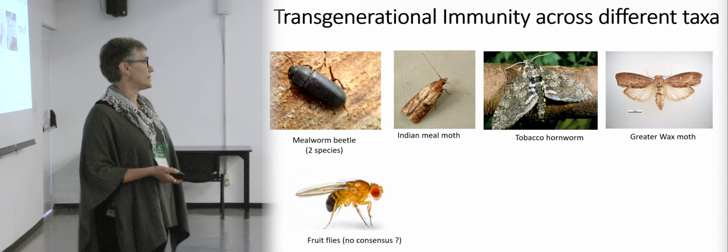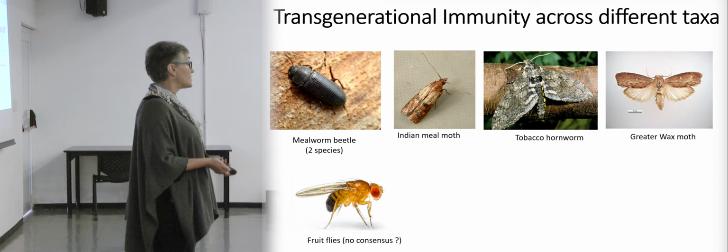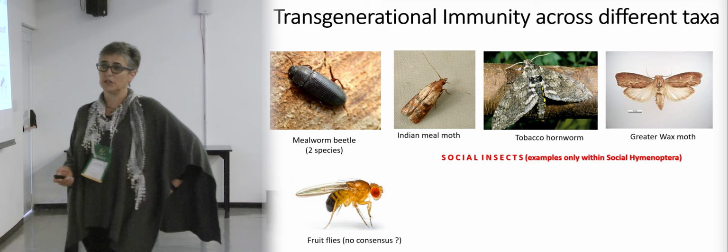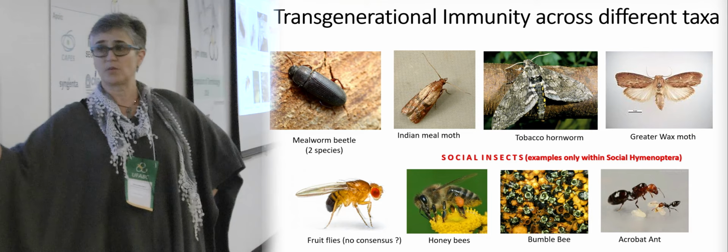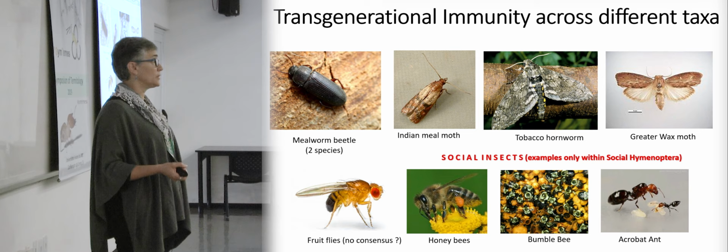Within the social insects, there have been attempts to figure out if there's also transgenerational immunity. There are studies on bees showing that there is. Bumblebees seem to have this well, and some ants. And the question is, what about termites? Where are termites here? Is it possible that termites are also benefiting from this phenomenon of transgenerational immunity?